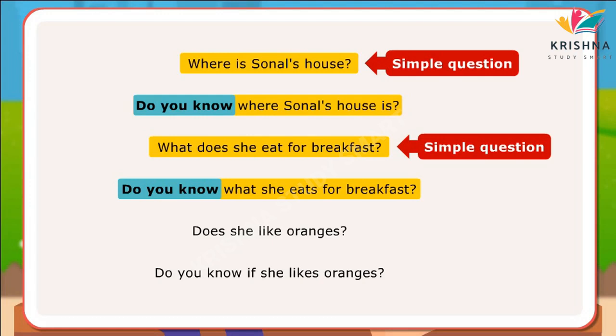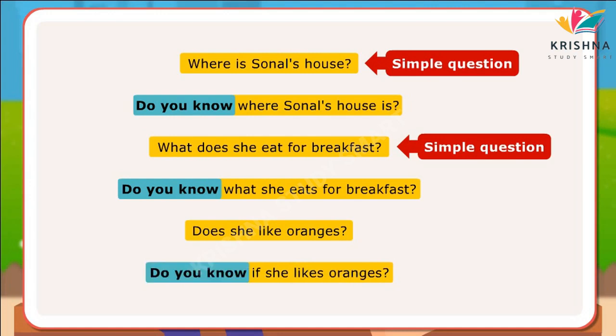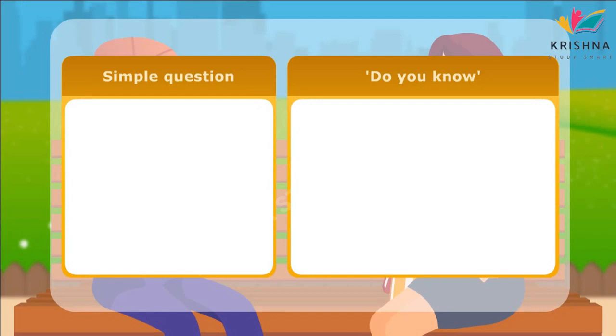If a simple question has "does," the question beginning with "Do you know?" will not use "does." In the fifth and sixth examples, we see "if" is used in the question beginning with "Do you know?" when there is no other question word like when, why, or what in the simple question. Here the simple question has "does." Here are a few more examples of the use of "Do you know?" at the beginning of a question. Where do crocodiles live? Simple question.